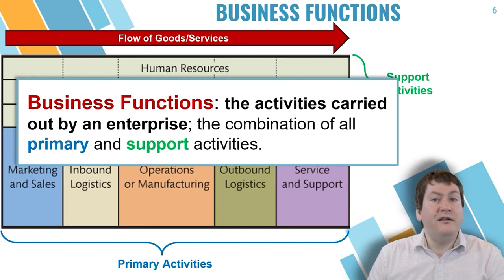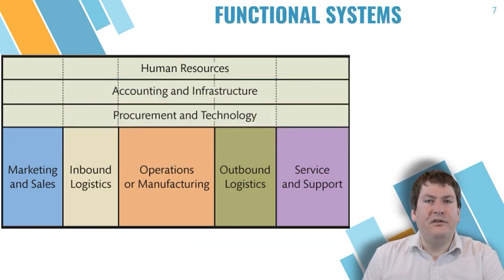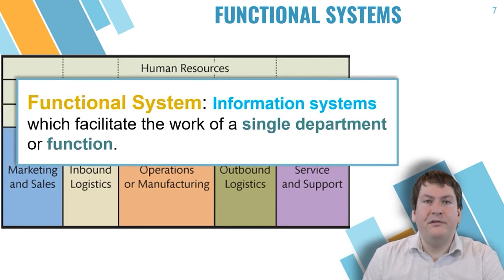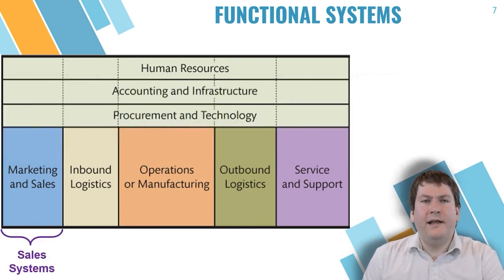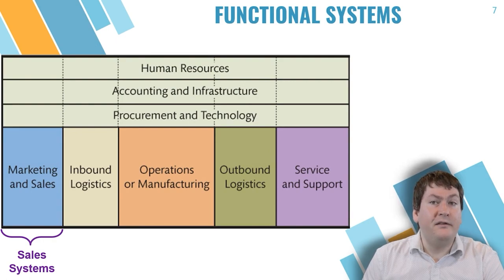All business functions have a cost associated with them, as well as some value they add to the business. The difference between this cost and the value they add is what we call margin. And if we want our business to be successful in the long term, we want this margin to be positive and remain that way. In terms of information systems, each of these business functions or activities can be supported by a functional system. Functional systems are information systems that support the work of a single department or business activity. For example, marketing and sales activities are supported by sales systems. These would handle things like order management, lead tracking, and customer management.